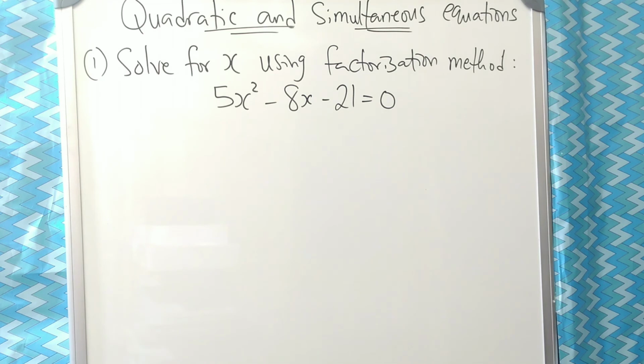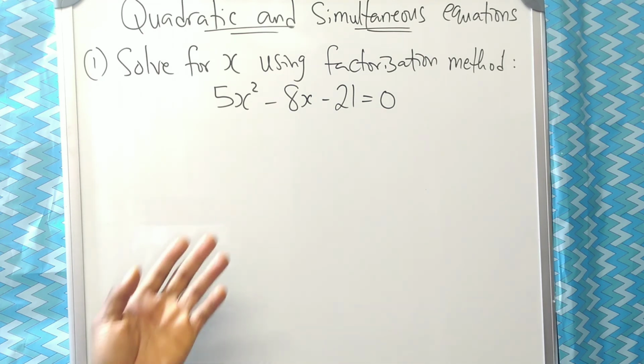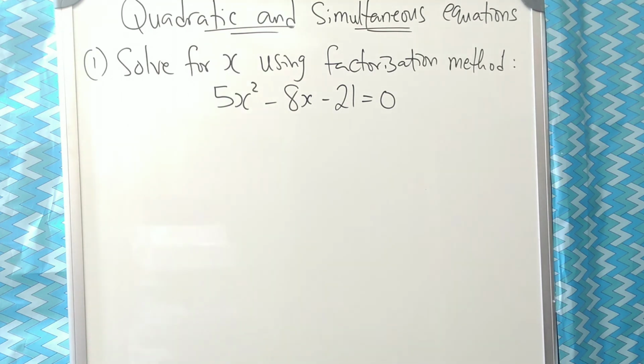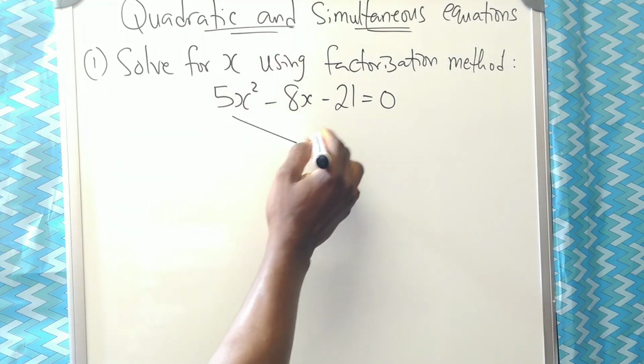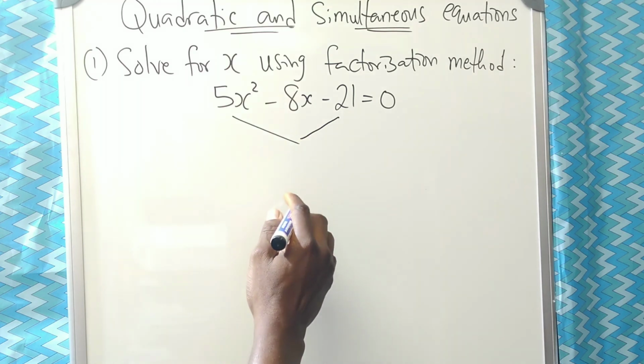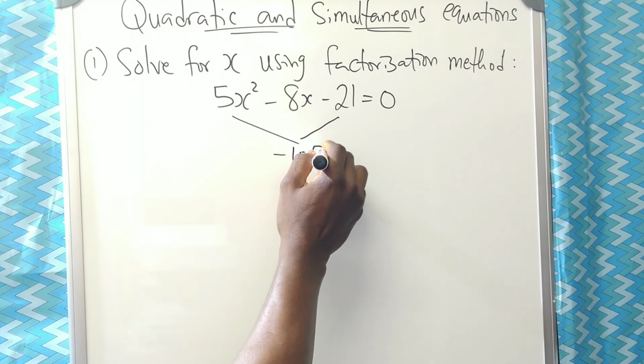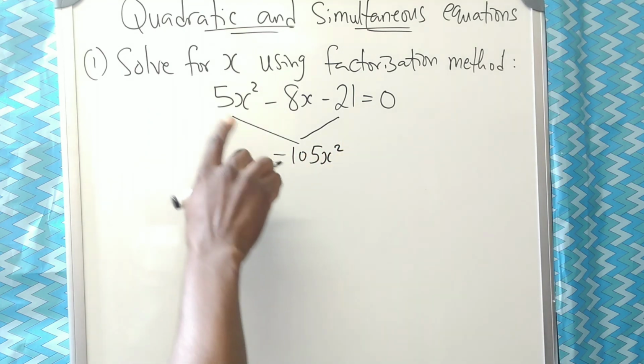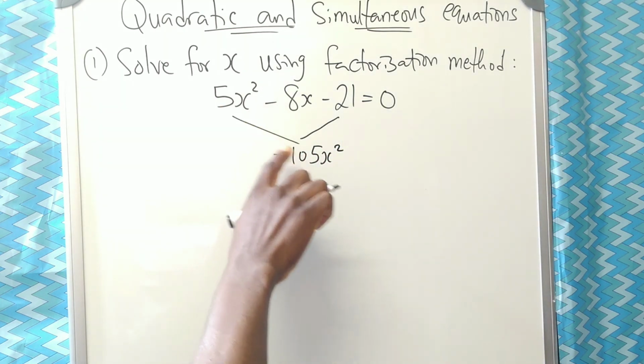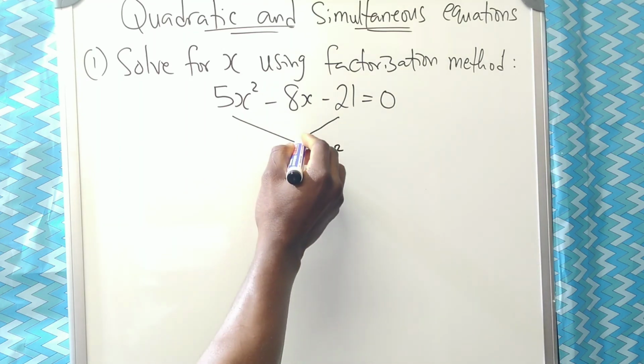The first question says solve for x using the factorization method, and we are given the equation: 5x squared minus 8x minus 21 equals 0. This method is very, very easy, and for a very good explanation, let's do it this way. You first of all bring these two together, you multiply them. When you multiply this together, you're going to have minus 105x squared. You bring the coefficients of a and c together.